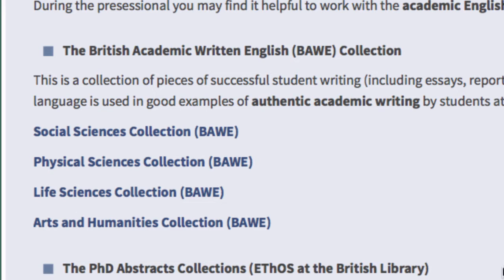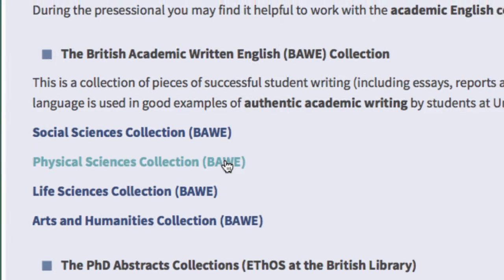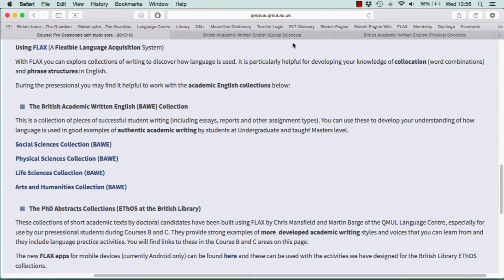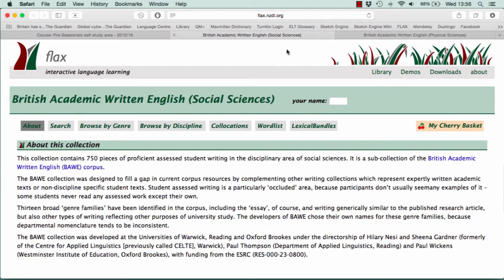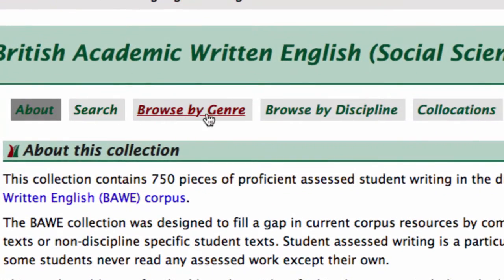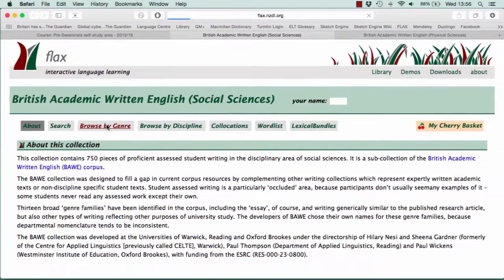For the time being though, we're going to look at two of the collections here, which I've opened already, the Social Sciences and the Physical Sciences collection. If I start with the Social Sciences, this is a brief introduction to the collection. The functions that you have available are what we have here. Now, I said I'd start with this.